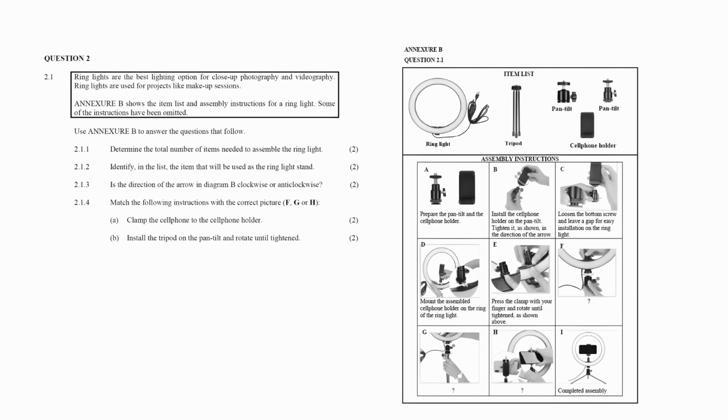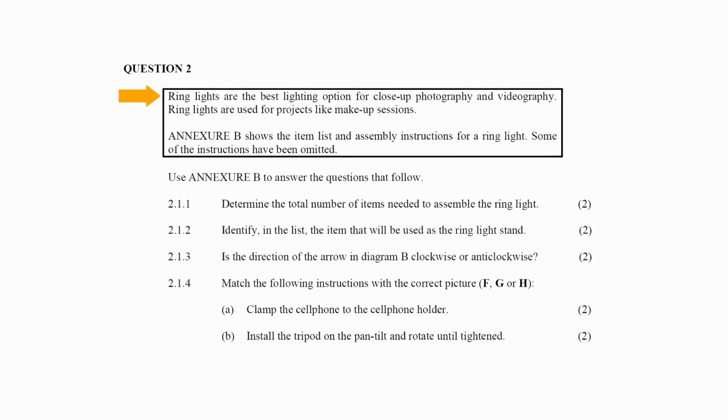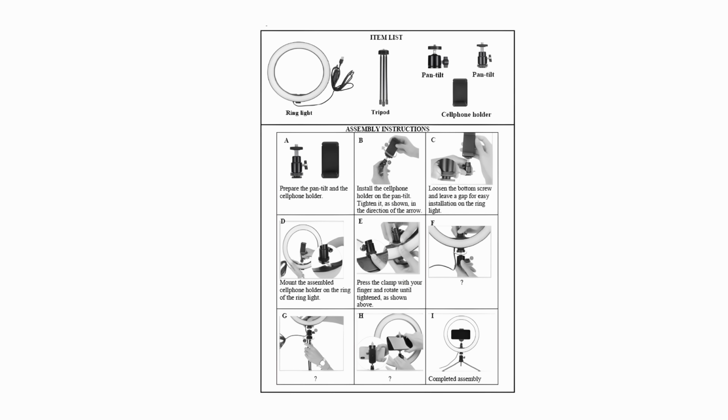Question 1.2 consists of 5 maps and plans questions that were designed to assess your understanding of assembly diagrams. It is said that ring lights are the best lighting options for close-up photography and videography. Ring lights are used for projects like makeup sessions. In Annexure B, you are given an item list and assembly instructions for a ring light. Some of the instructions have been omitted.